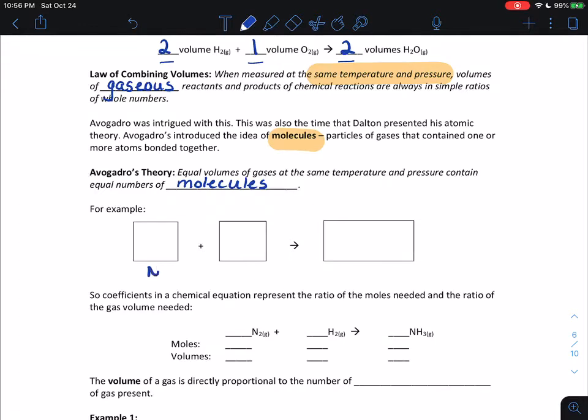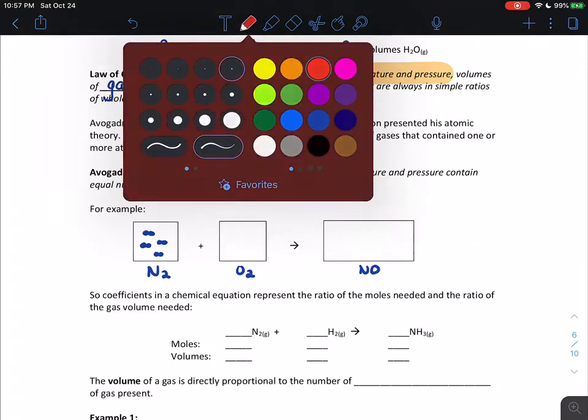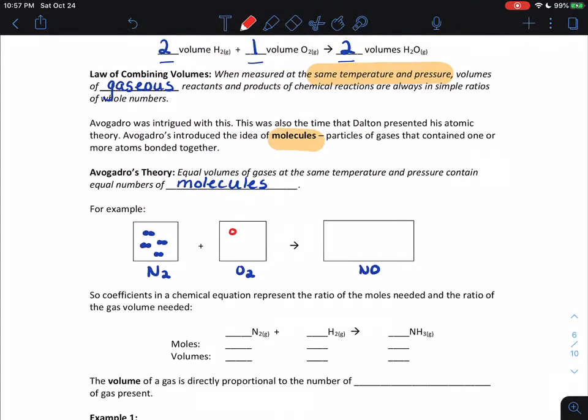So our example here is going to be nitrogen plus oxygen, making nitrogen monoxide gas. I'm hoping that these boxes are pretty much the same. I'm going to represent this volume as having 4 nitrogen molecules, and there are my 2 nitrogen atoms bonded together. Now, it's going to react with oxygen, and I'm going to make my oxygens little red circles instead, open like this.